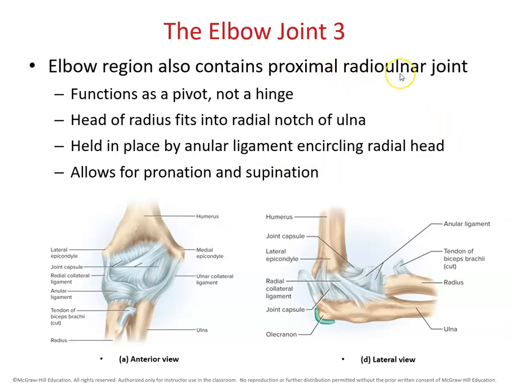So the radioulnar works more as a pivot. And this one allows for the pronation and supination, that rotating where the radius and ulna actually cross.